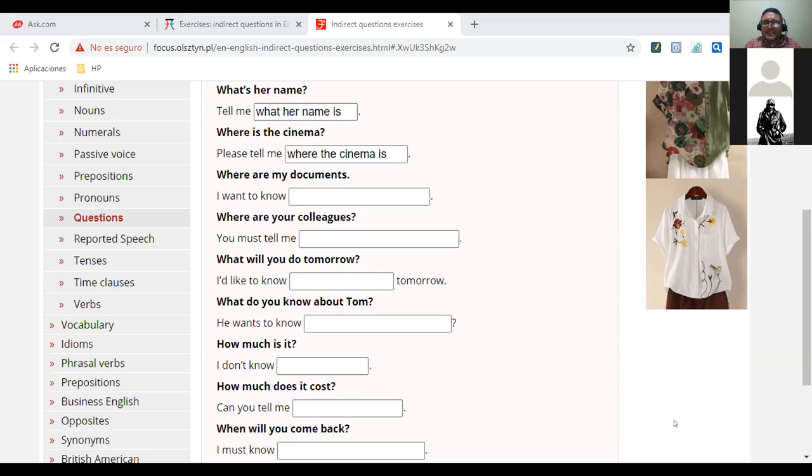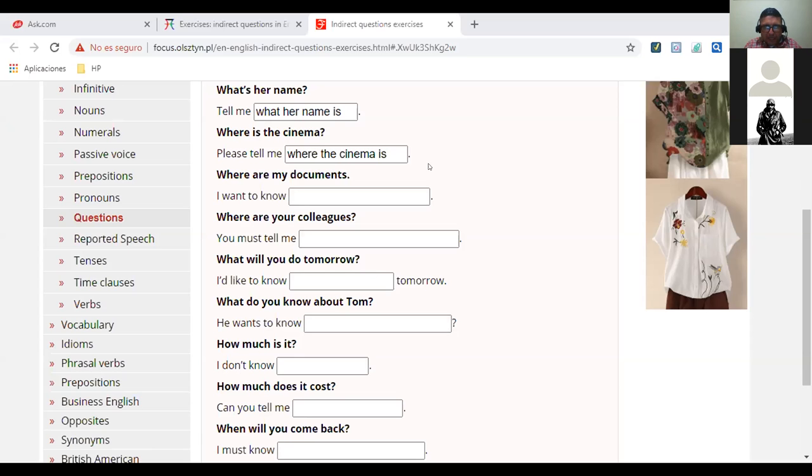Okay. So I will explain this again to the whole group. Okay. We have another. Yes, ask me. Number nine. How much does it cost? We think it would be, can you tell me how much does it? No. The answer would be, can you tell me how much it costs? Cost is at the end with an S. So the auxiliary does disappears.